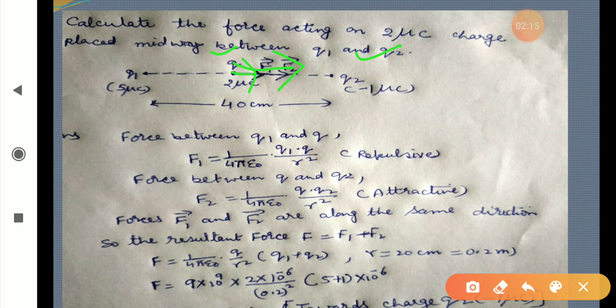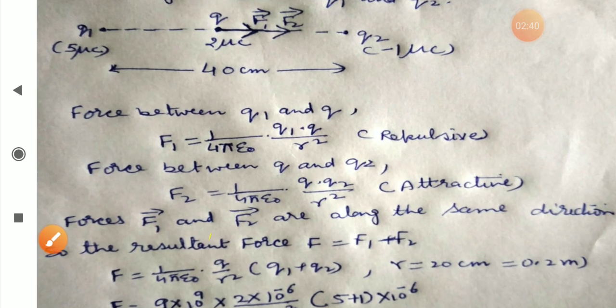So both the forces F1 and F2 are along the same direction. You can see that both the forces F1 and F2 are acting along the same direction. So the total force will be vector sum of these two forces. Now as these two forces are acting along the same line, we can simply add them. So first we'll write the relations for them.